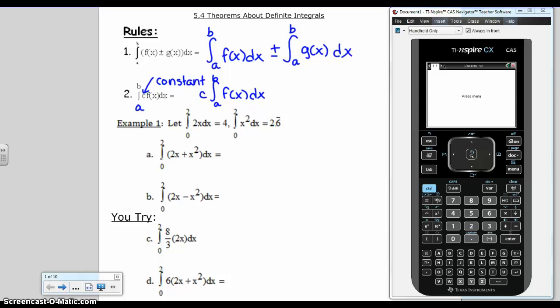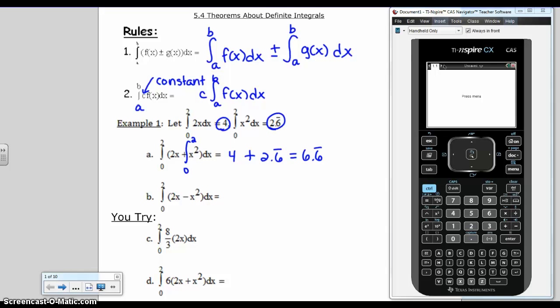So we can use these rules to find some values of integrals without actually punching them in our calculator. In example A, they want us to find the integral from 0 to 2 of 2x plus x squared. Well, we know that the integral of 2x by itself is 4, and we know that the integral of x squared by itself is 2.6 repeating. So if we break this integral up into two separate integrals, we're really just taking the value of the integral of the 2x, which was 4, and adding the value of the integral of the x squared, which was 2.6 repeating. And so you would get 6.6 repeating. You can check that in the calculator if you want.